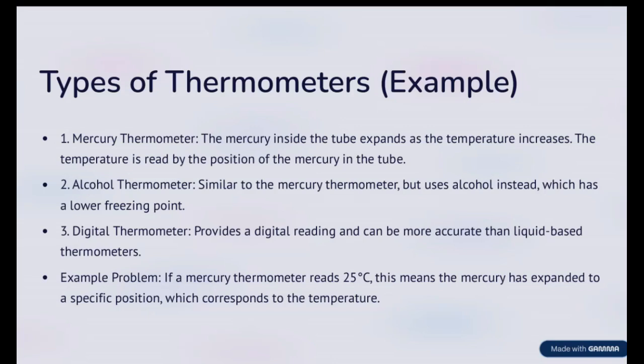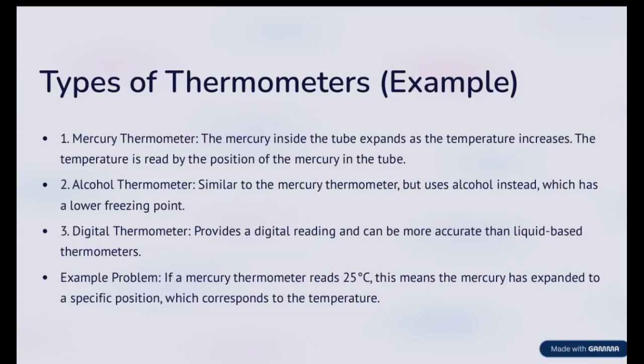But for low temperature measurements, when you're trying to measure something that's very cold, you would use alcohol, because alcohol will take time before it freezes. But mercury, if it gets cool to a particular level, will become solid, because normally mercury is a metal. So normally it wants to stay in solid state at low temperature. That's why these two are used for these conditions.